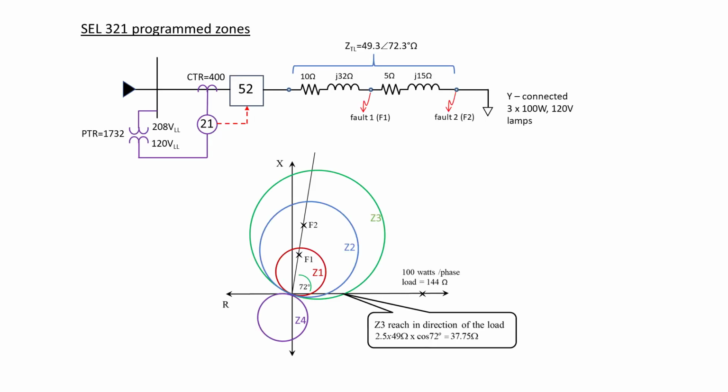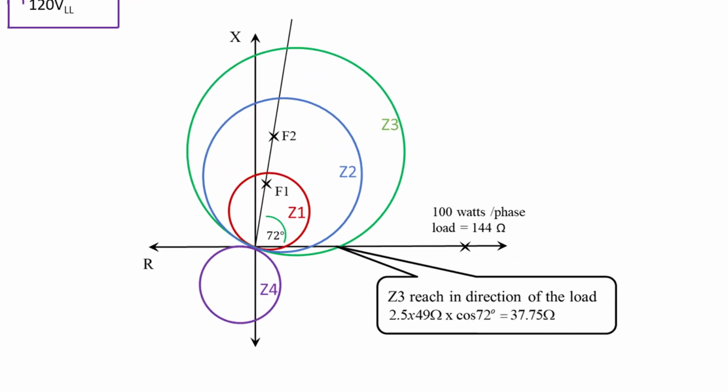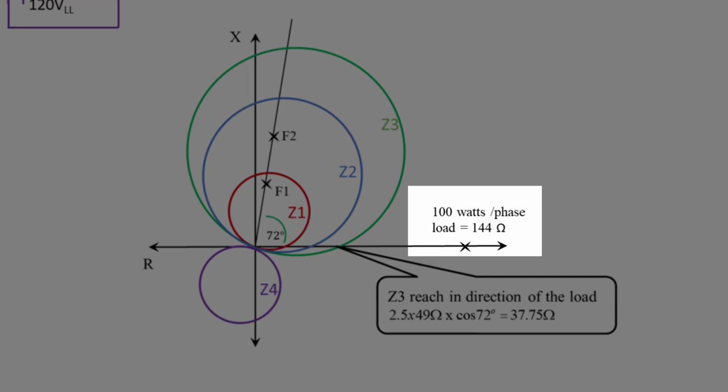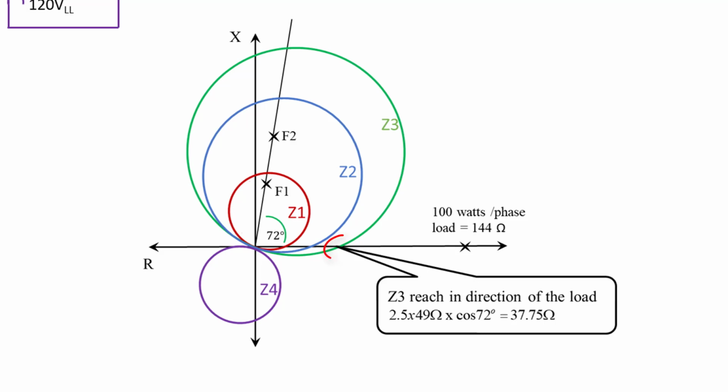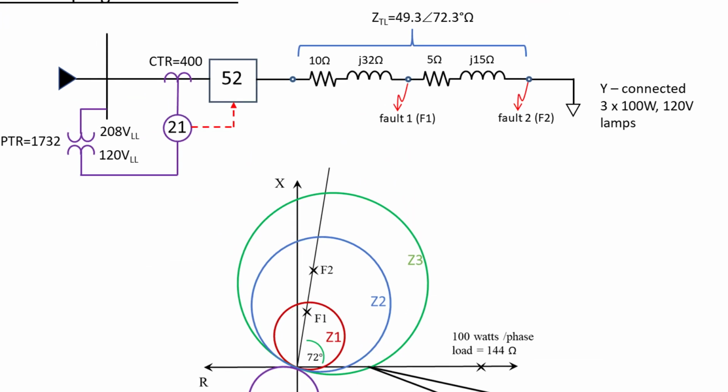So now we could program our 321 relay. We set up 4 mho zones, 3 in the forward direction and 1 in the reverse. I can see that our load is purely resistive, and it is on the resistive axis at 144 ohms. We can have a look at our zone 3 reach. It reaches to 37.75 ohms in the direction of the load. So our load is well enough away from encroaching on zone 3 and causing a nuisance trip. If we now applied a fault in location F1, we should get a zone 1 trip, and it should trip instantaneously. We could apply a fault at F2 and it should trip in 0.3 seconds.